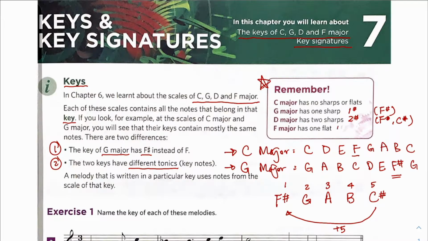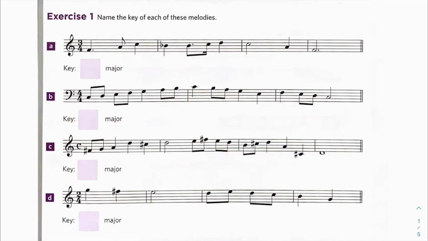Next, F major has 1 flat, and the flat is B flat. So B flat is always the first flat. Exercise 1. Name the key of each of these melodies. So what we can do first is to write out the keys. We have learned C major, where there are no sharps or flats. G major has 1 sharp. D major has 2 sharps. And F major has 1 flat.